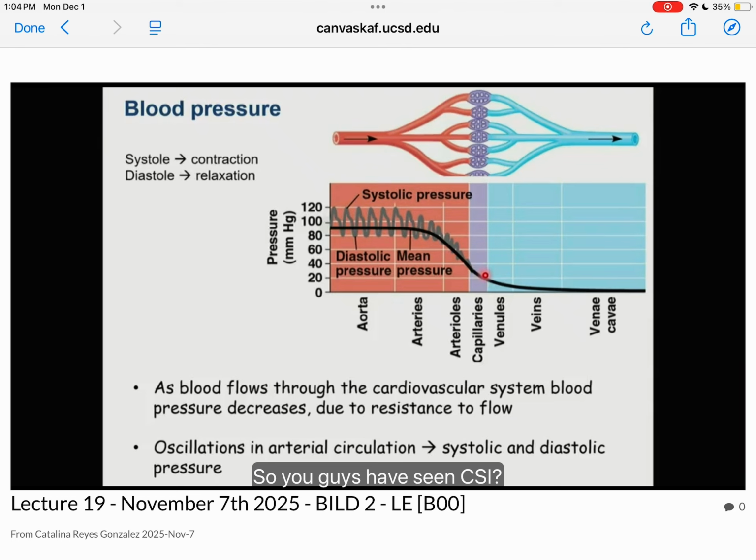So you guys have seen CSI? It was super popular back in the day. CSI, these people would go, it was super fake too.